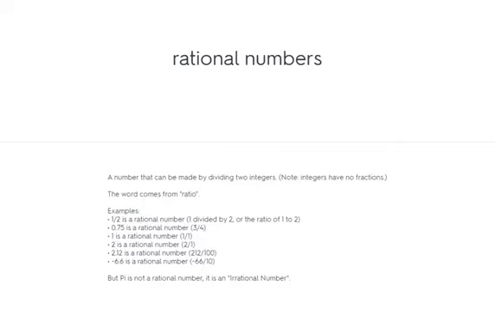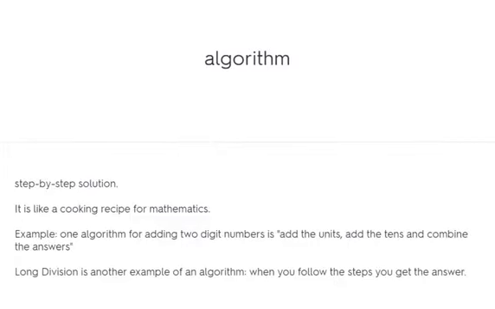Rational numbers. Algorithm. Step-by-step solution. It is like a cooking recipe for mathematics. Example. One algorithm for adding 2-digit numbers is add the units, add the tens and combine the answers. Long division is another example of an algorithm. When you follow the steps you get the answer.